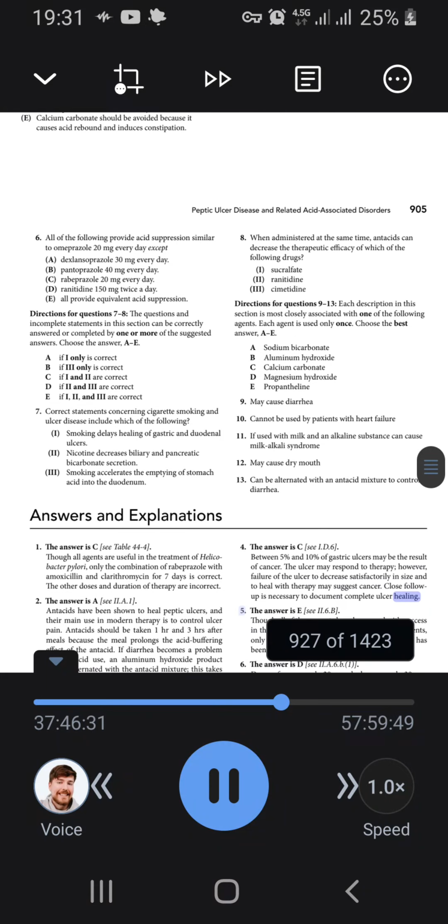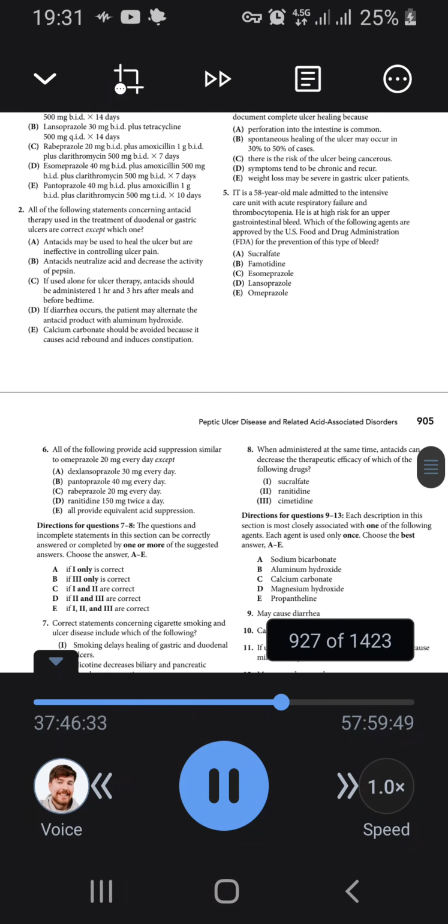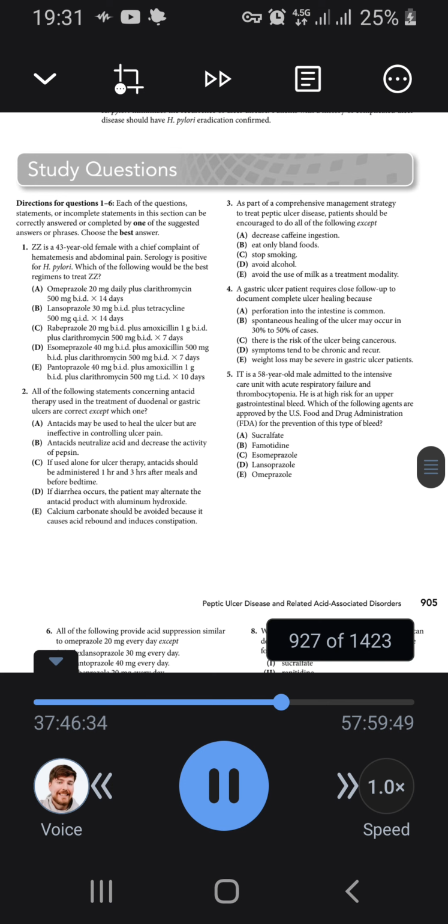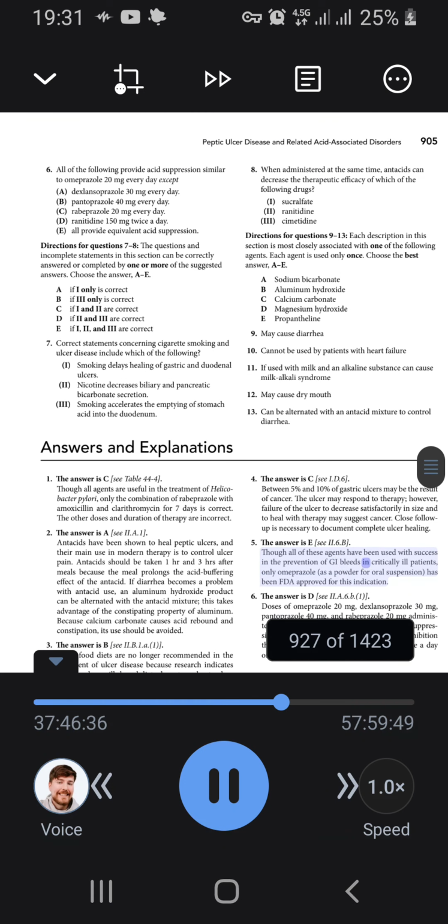5. The answer is E. Though all of these agents have been used with success in the prevention of GI bleeds in critically ill patients, only omeprazole, as a powder for oral suspension, has been FDA approved for this indication.